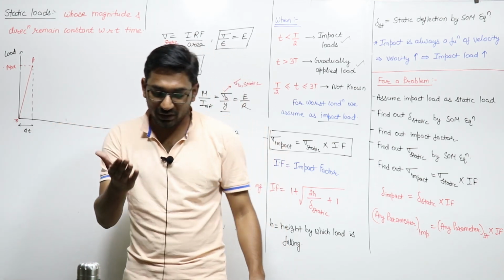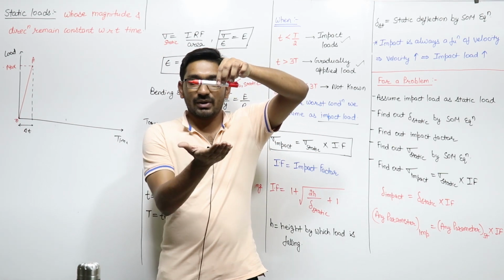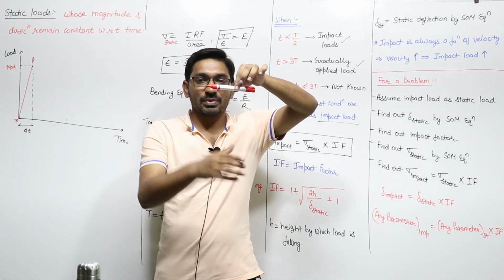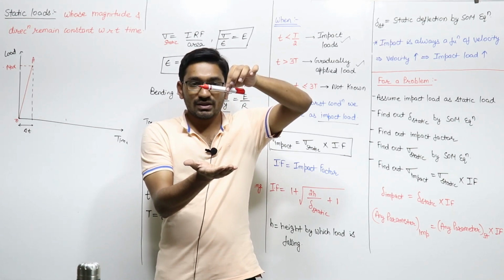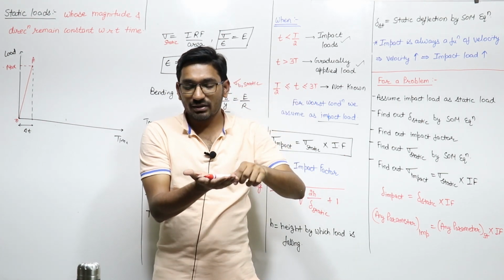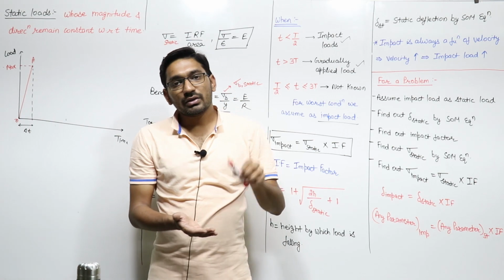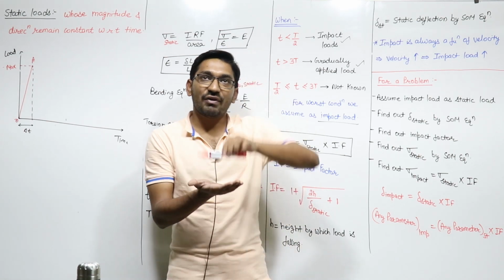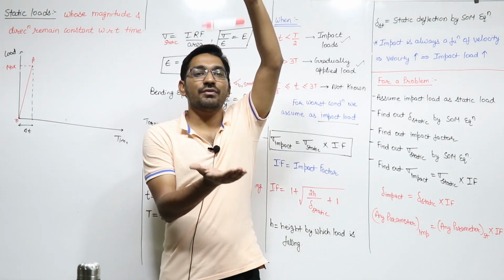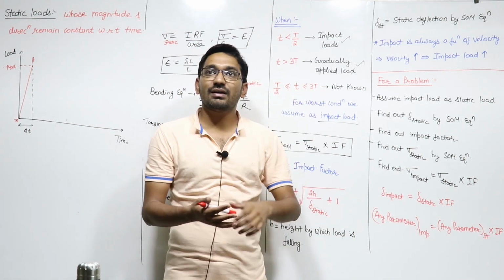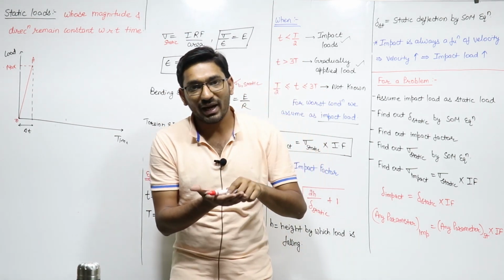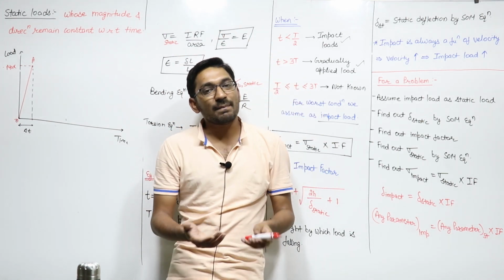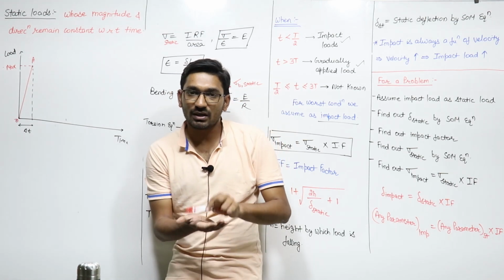Suppose this is my hand and I allow this marker to fall from this height. This marker has some potential energy. When I leave it, it will strike this hand with some velocity. So the force which this marker applies on this hand is a function of this velocity. If I increase this height and now I drop it, the velocity at which this marker strikes my hand is more, because it has more potential energy. So the impact load this marker applies on the hand is more.